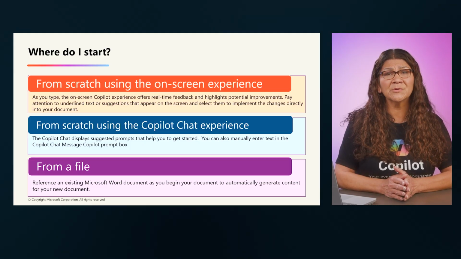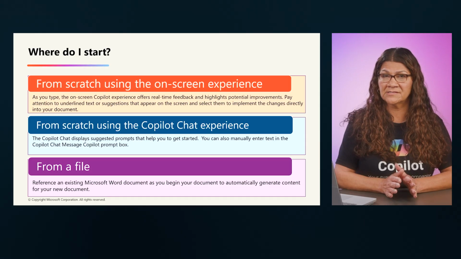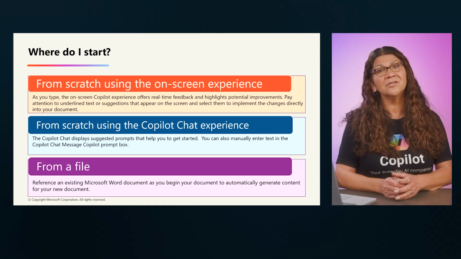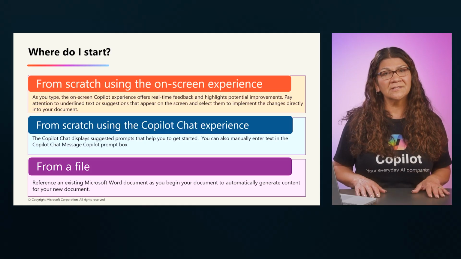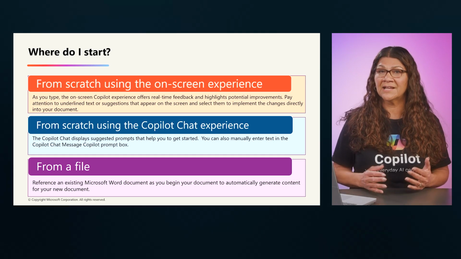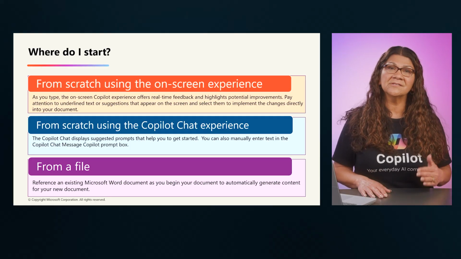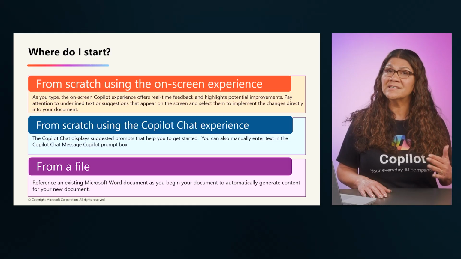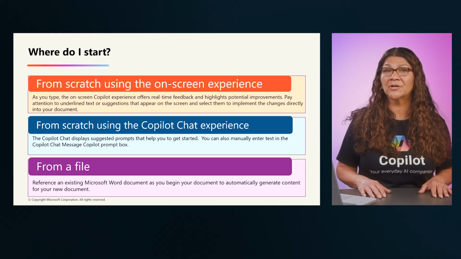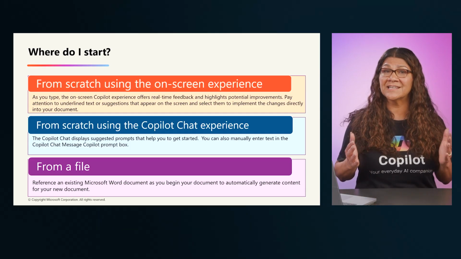When starting a new document with Copilot in Word, you have 3 flexible entry points, each designed to meet you where you are in your writing process. You can begin from scratch using the on-screen experience, where Copilot provides real-time suggestions and highlights opportunities to strengthen your content as you type. You can also start from scratch using the Copilot chat experience, leveraging suggested prompts or entering your own instructions to generate ideas, paragraphs, or entire sections instantly.